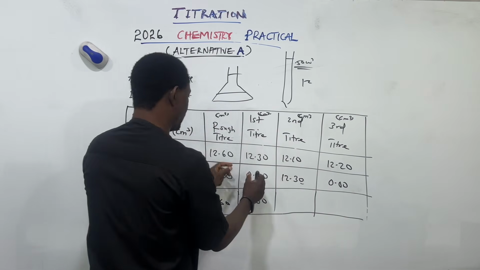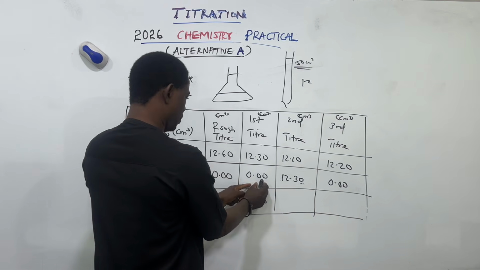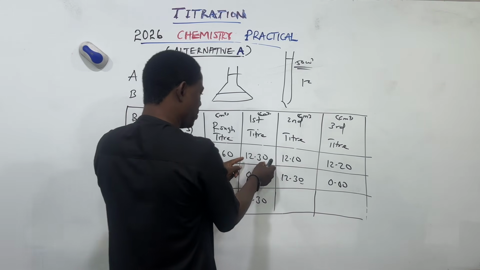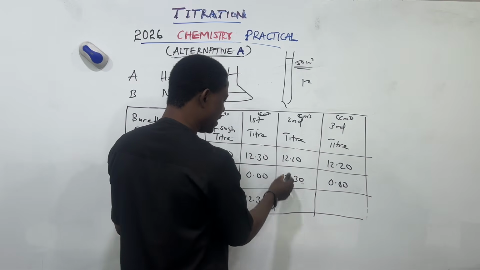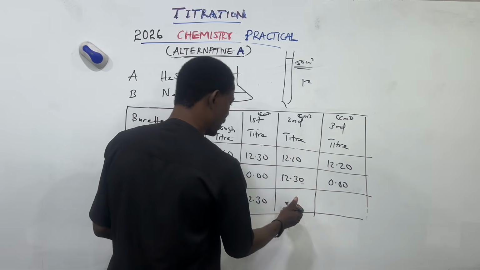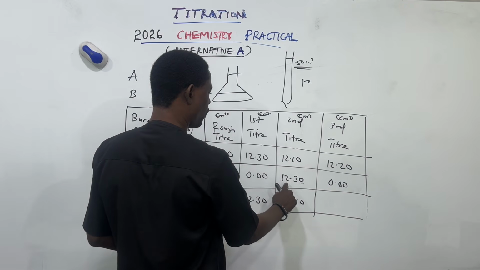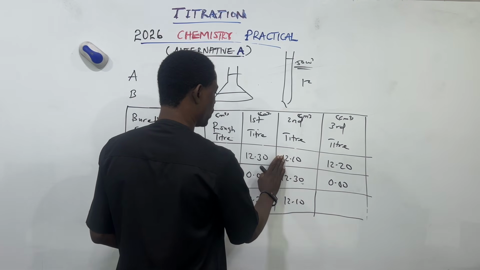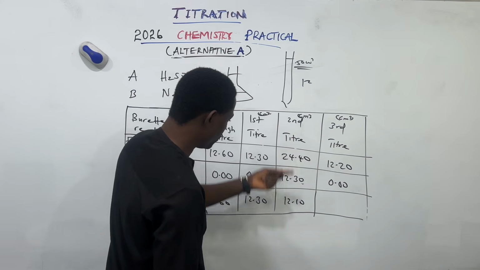That means the first rough titre, I ran it and I got 12.6. I top it to 0. Then the color changed at 12.30. I don't have to top it to 0 again. I start from there. So now the color will change around when you add these two together, because I want to get 12.1. When you add this together, you get 24.40. That's what it is. So the color will change at 24.40. When you remove it, you got this.